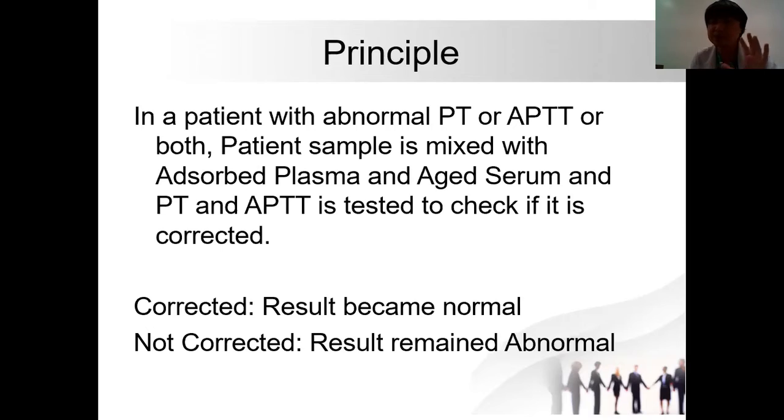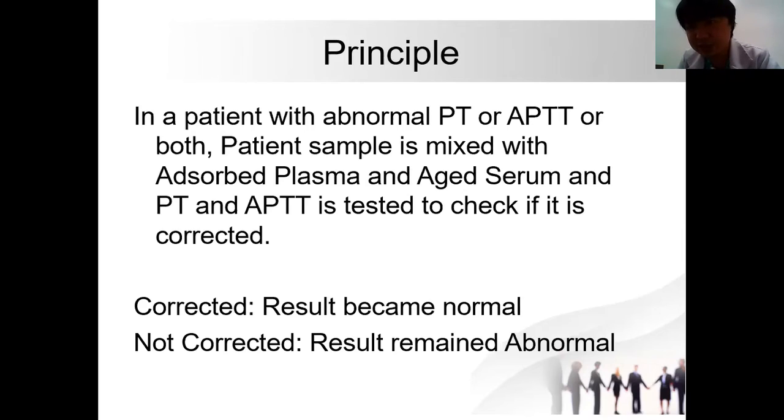So what does it mean when the results became normal? It means that the factor that is deficient in the patient, which made his APTT or PT abnormal, was already substituted by the adsorbed plasma or the aged serum. That is why when you repeated prothrombin time and APTT, it became normal. Now, if the results still remain abnormal, let's say the patient initially had an abnormal APTT and prothrombin time, and then when you mix the patient's plasma with adsorbed plasma and aged serum, the APTT and PT are still abnormal, therefore there is no correction.